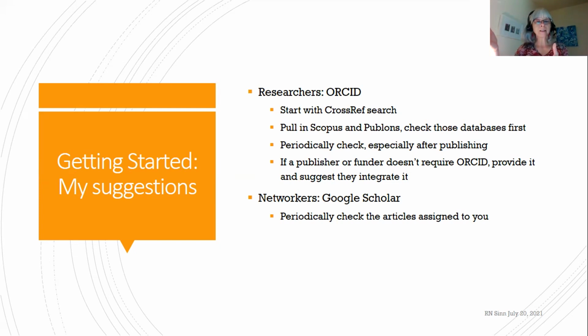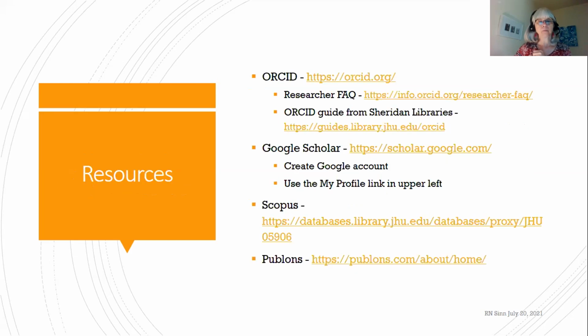Now, of course, it's not an either or. I have both. Many people have both. In fact, I think all three faculty we looked at have at least an ORCID and a Google Scholar profile, so it's not unusual. And then when Gina shares out the slides, you'll get all the links. We have a research guide from the Sheridan Libraries that will help you get started with that. Links to Scopus and Google Scholar.